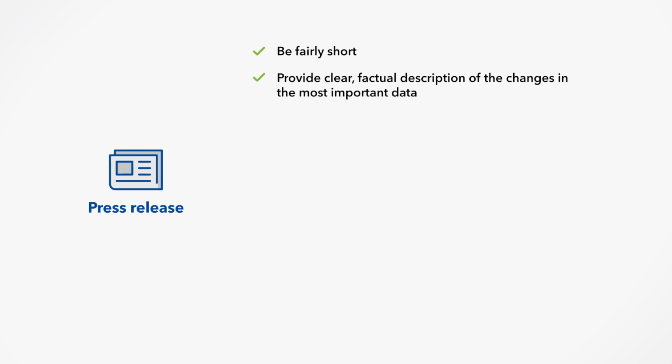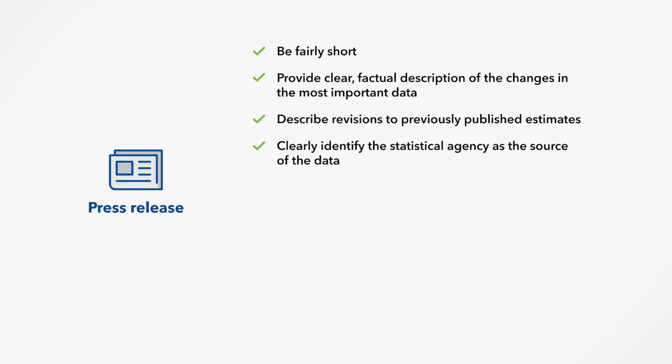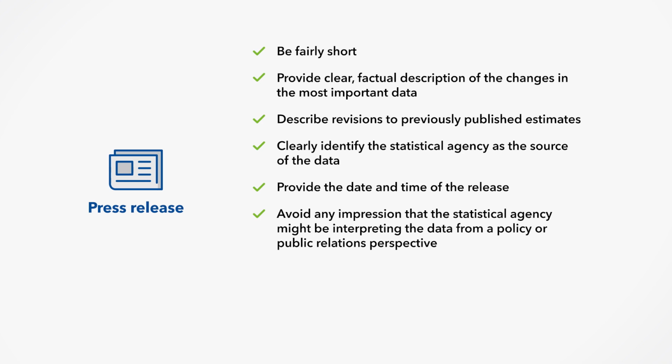Note that the press release should be fairly short and provide a clear factual description of the changes in the most important data. It should also describe revisions to previously published estimates. The press release should clearly identify the statistical agency as the source of the data and provide the date and time of the release. The release should avoid any impression that the statistical agency might be interpreting the data from a policy or public relations perspective, or that they are giving a spin to the data.